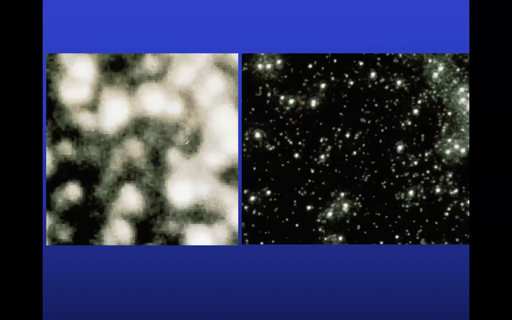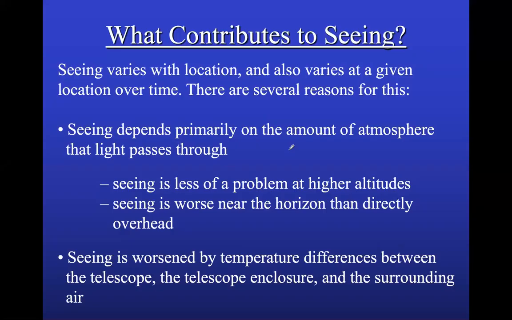And this is actually a real-time example of what happens when you have good seeing and bad seeing. The image on the left-hand side is under a very bad seeing value, where there is a lot of atmospheric turbulence, and you can see that you cannot even see the objects clearly. And on the right-hand side, you probably have a bit better image. And another effect that goes into the seeing is the temperature. Seeing is worsened by temperature differences between the telescope, the telescope enclosure and the surrounding air.